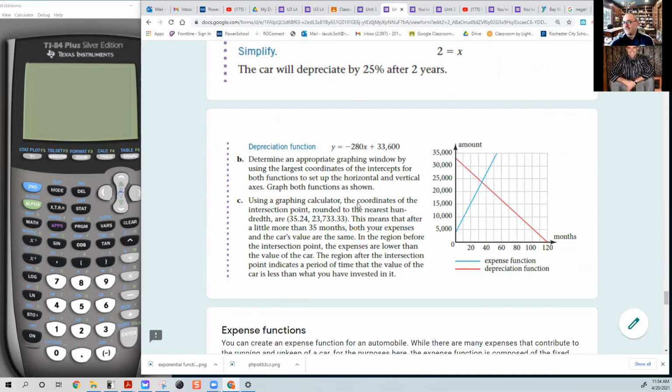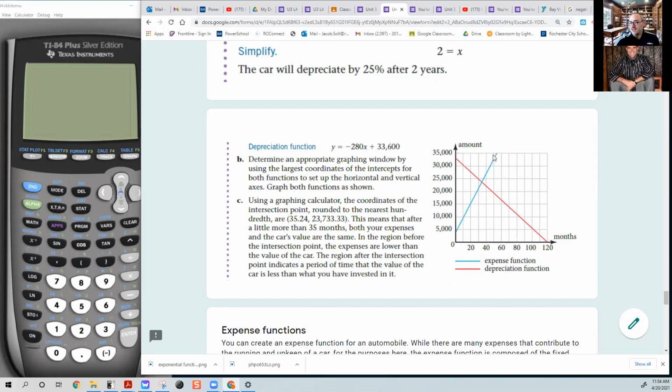All right, so here's a graph. The red line is the depreciation function, right? This is the car's value over time. As time increases, as the x value increases, the y value decreases. That's why this line is going down. The value is going down over time. The blue line is the expense function. This expense function is going up over time.